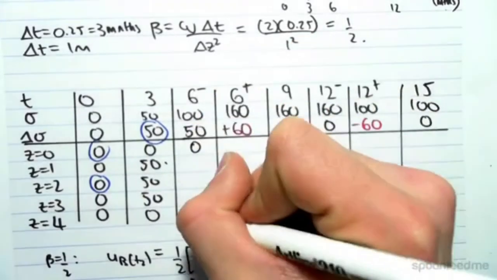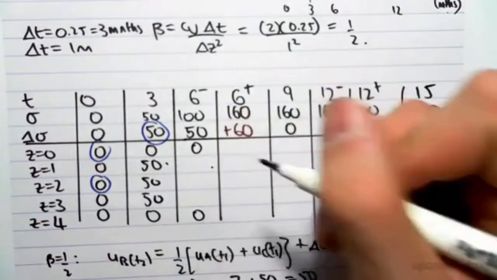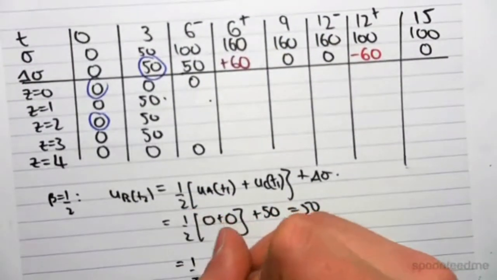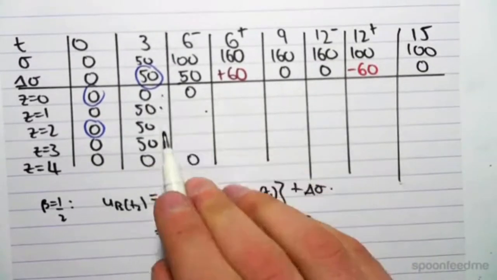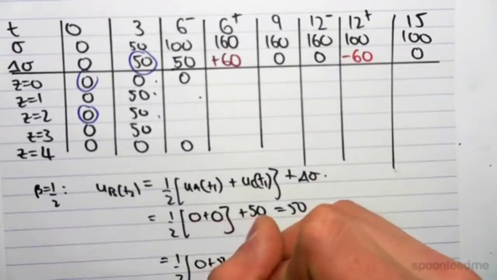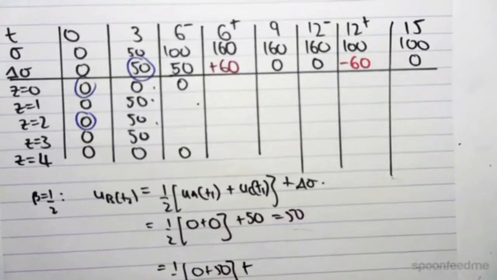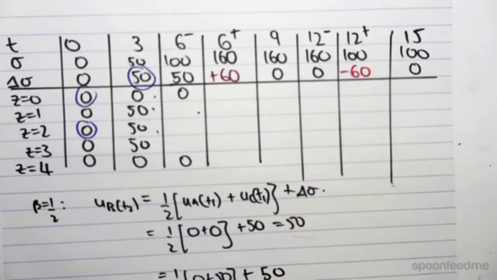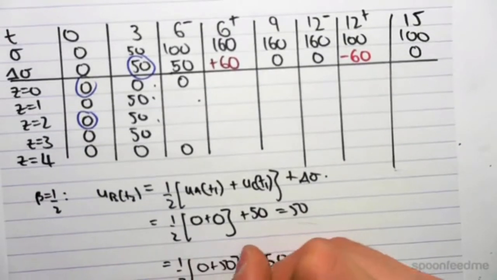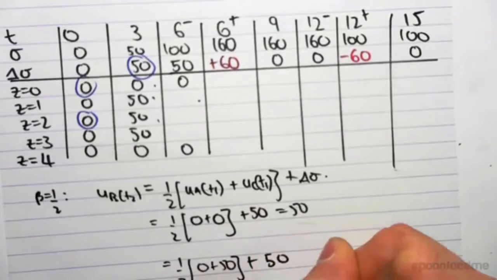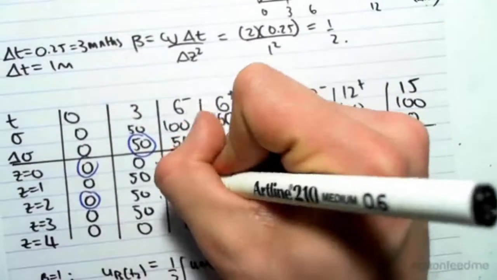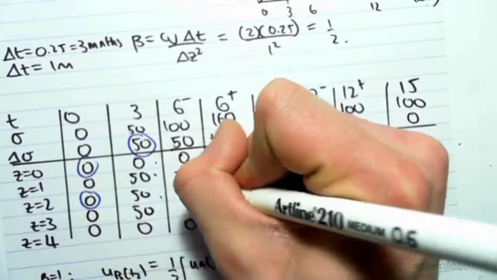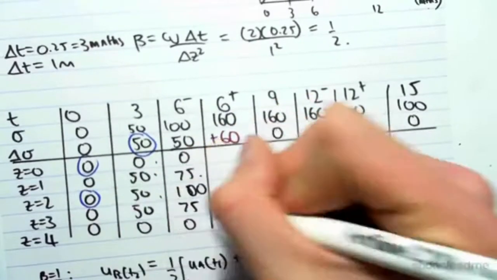Now at this point it's 0 and 0 due to our boundary conditions. This would be, if I were to do it slowly, 1/2 outside of 0 plus 50, so 0 plus 50, plus the change in stress, which is 50. So we're going to get half of 50 is 25, plus 50 is 75. So this value would be 75, that would be 100, and this would be 75.